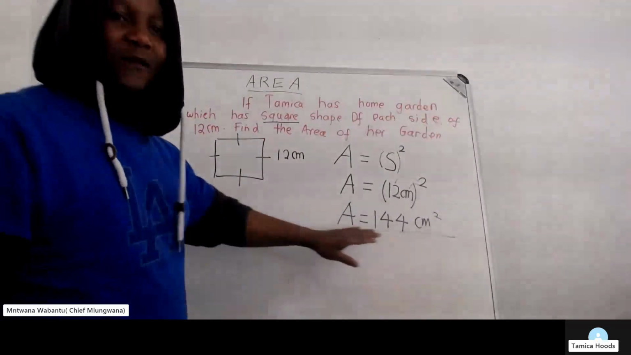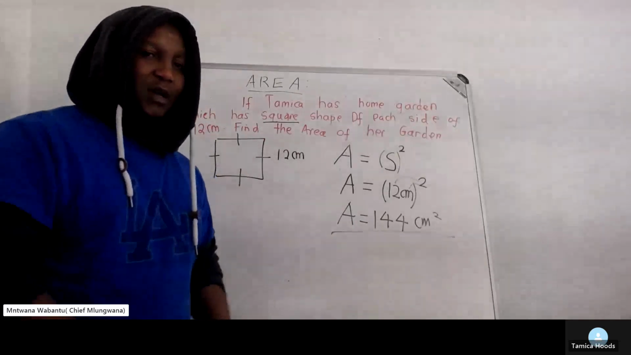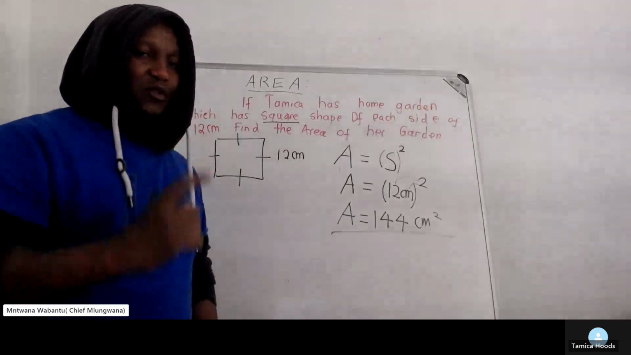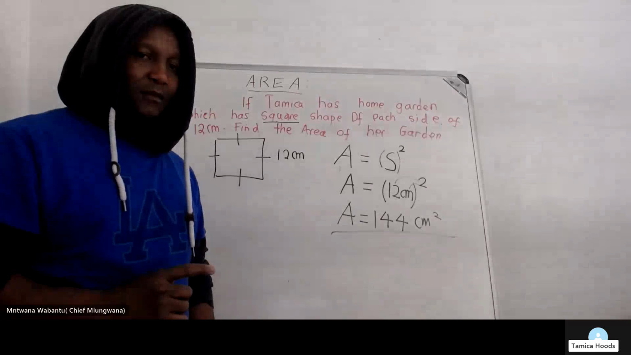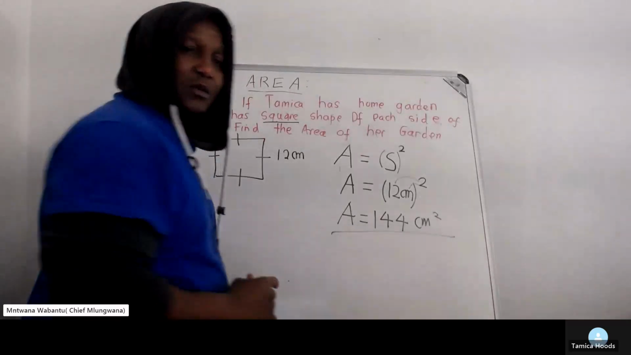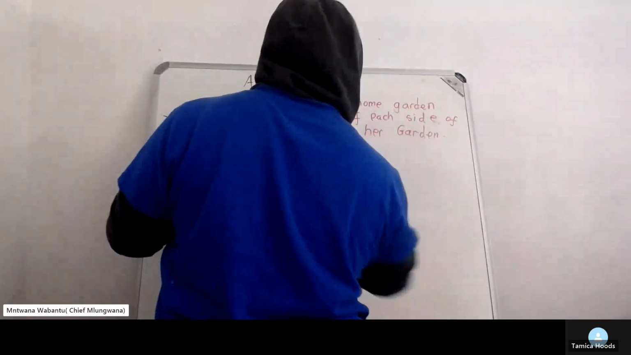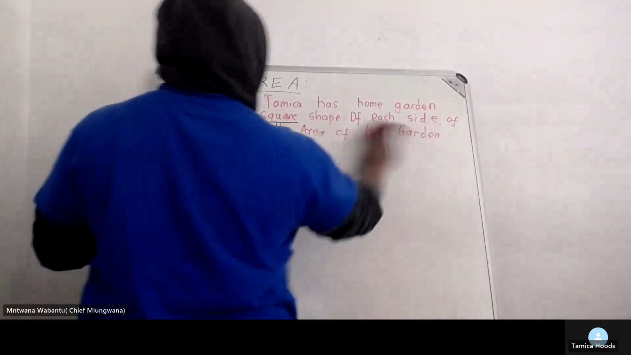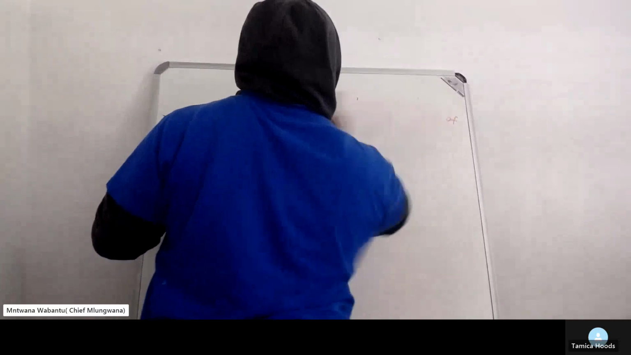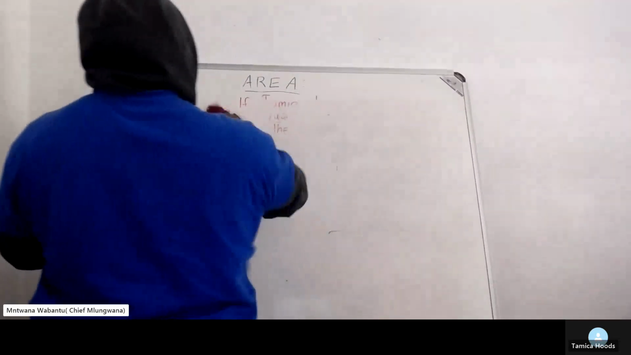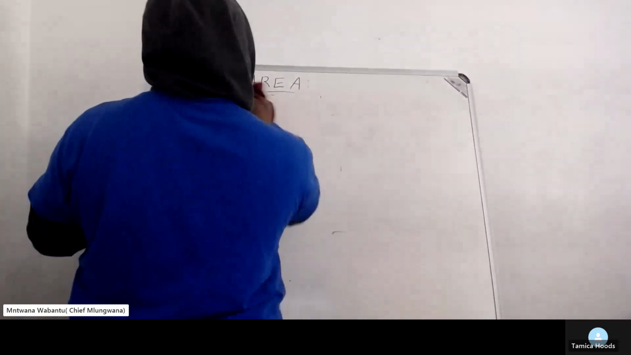So area of a square equals 144 centimeter square. I'm going to give you one example that we do together. Okay? Sure. So how does the formula say? Area equals side square. Okay, area of a square equals side square, where a represents side.